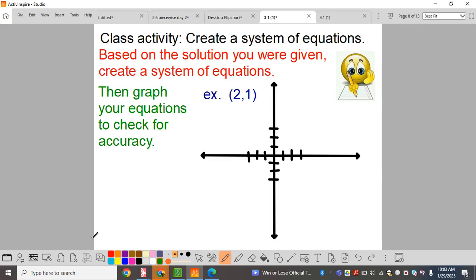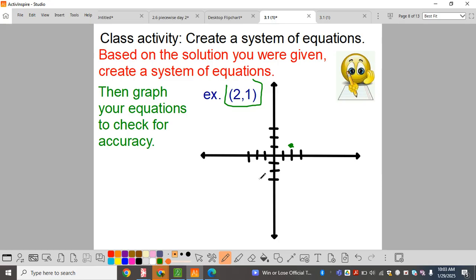So, class activity: create a system of equations based on the solution you were given. Create a system of equations, then graph your equations to check for accuracy. So you're going to make a system of equations wherein the answer has to be (2, 1). They should intersect at (2, 1), but you're going to make your own system. I'll leave this to you. I'm not going to do it because there are so many possible answers here. So I'd like you to make your own and then check your equations algebraically, the way I showed you, where you plug it into the equation.